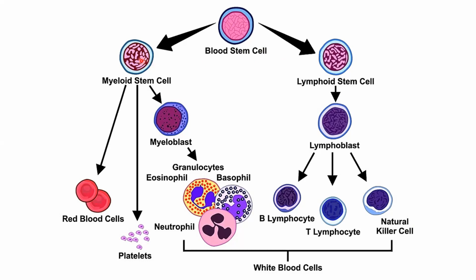And you can see it could go the myeloid stem cells to make red blood cells, to platelets, to myeloblast. And this myeloblast can then go and make eosinophil and neutrophil and basophils. Similarly, the lymphoid stem cell, this is again a progenitor cell, which is a pluripotent cell. This is a multipotent cell. This could make lymphoblast. It could go for B lymphocytes, T lymphocytes, and the natural killer cells.